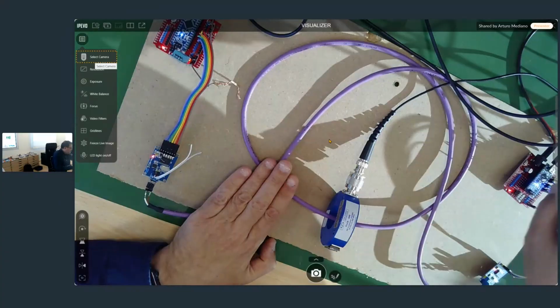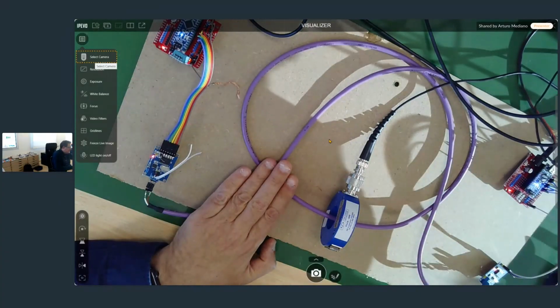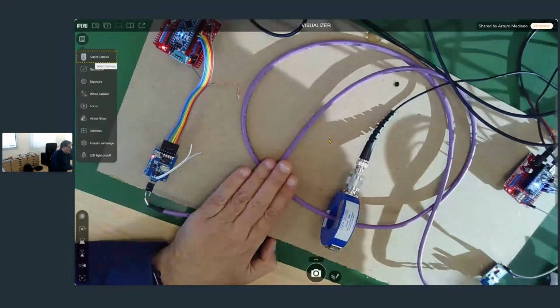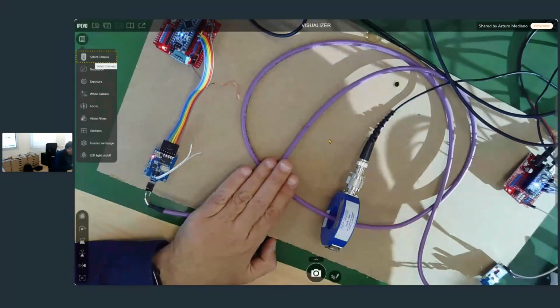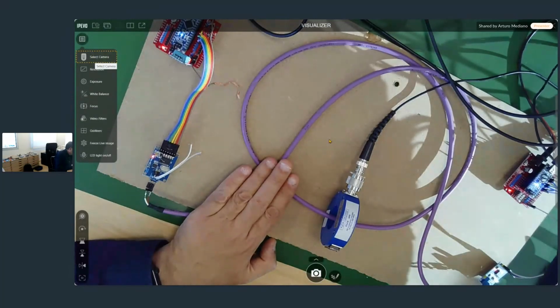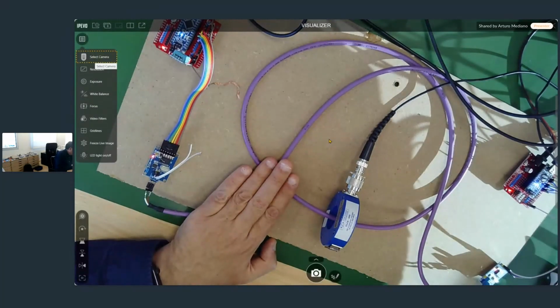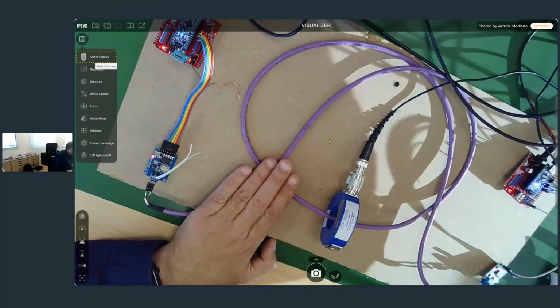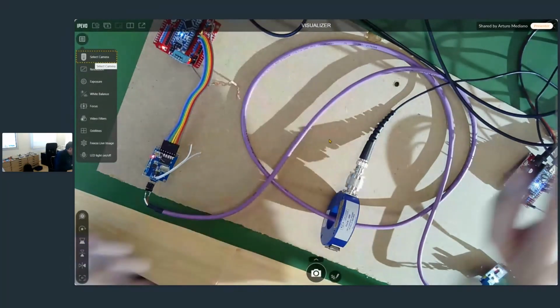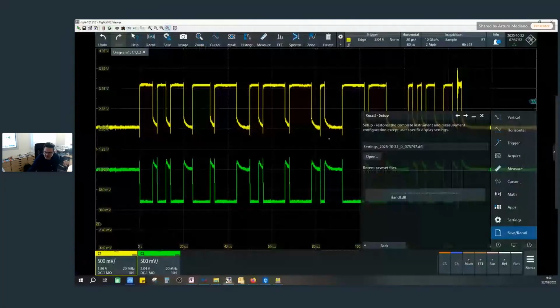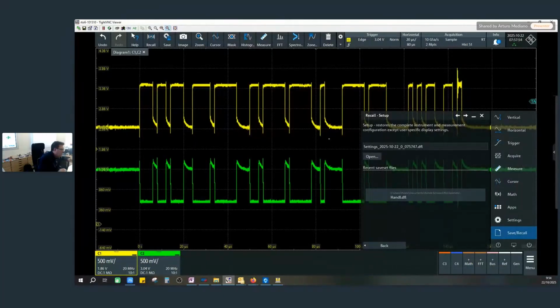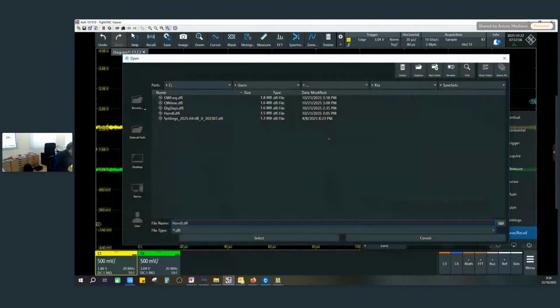And I am going to introduce this current probe in channel number 3 of my oscilloscope. So now I will recall from my instrument. Let's go to the oscilloscope. Let me show you the screen of the oscilloscope so you see what I am doing.